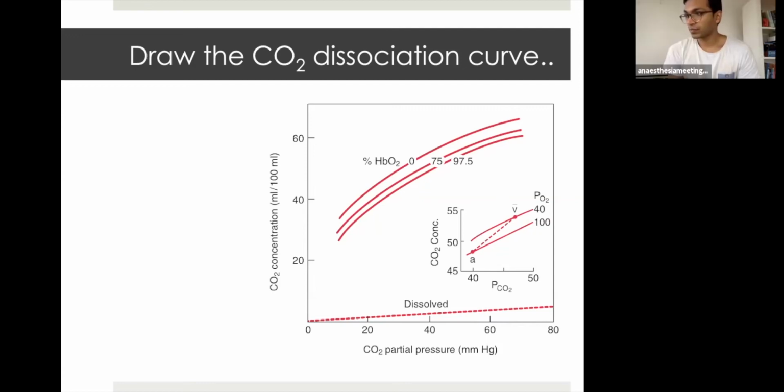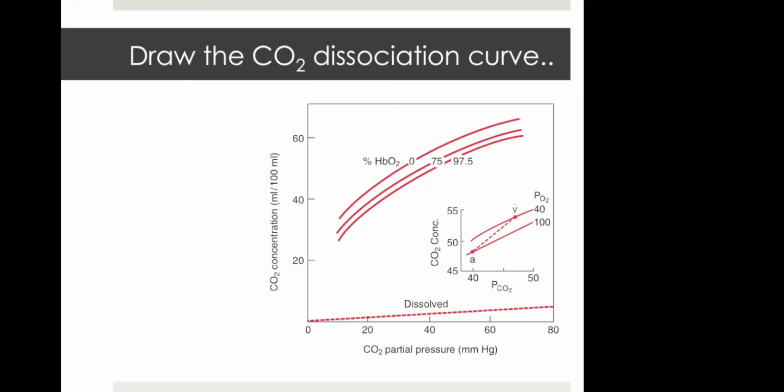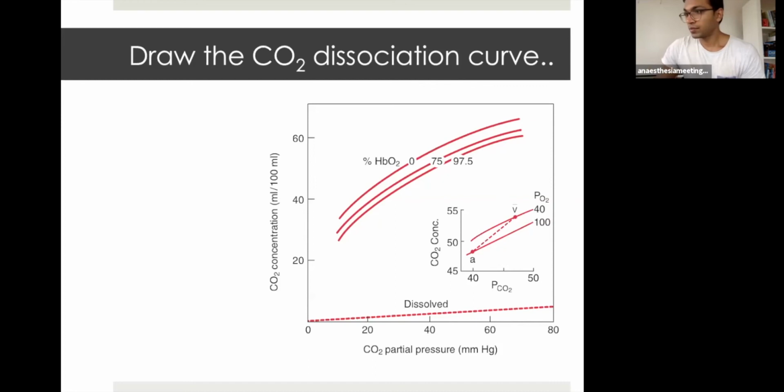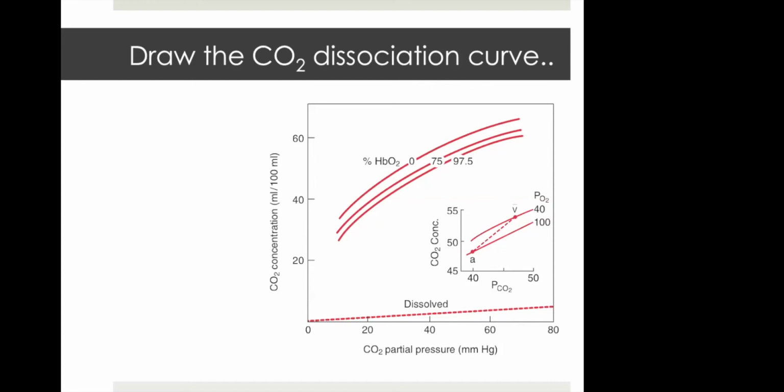The second line, which is, sorry, I take that back. The first line shows what you'd expect in deoxygenated blood. And the second line shows normal venous blood. And the third line shows what you'd expect in arterial blood. Excellent. And the line down the bottom demonstrates the concentration of CO2 due to the dissolved component, which is small.